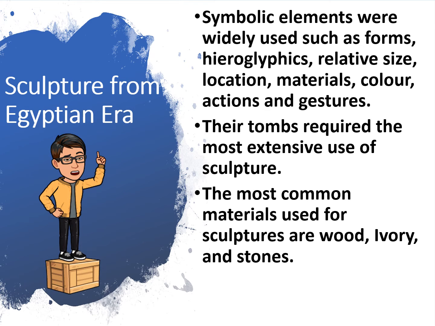So usually sa Egyptian sculpture daw, class, symbolic yung kanilang purpose or significance ng kanilang sculpture, no. So usually yan, no, yung forms, yung hieroglyphics. Yung hieroglyphics, it is a form of their writings, no. So yung hieroglyphics nila, usually mga symbols yan, no, pero it represents their writings, represents their communications. And relative size, so pag sinabi relative size, mostly yung kung ano yung normal na size, yun yung na-represent nila, no? And location, materials, color, actions, and gestures.